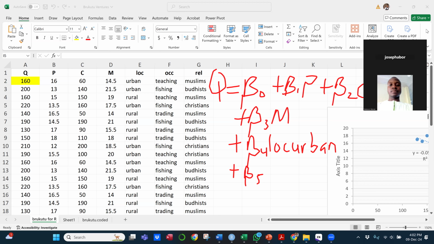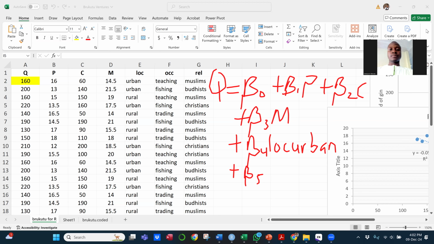Because there are 3 levels, there will be 2 dummies. In that case, if I take teaching as 1, then fishing and trading will be 0. Then when I take fishing as 1, trading will also be 0 for the second one.